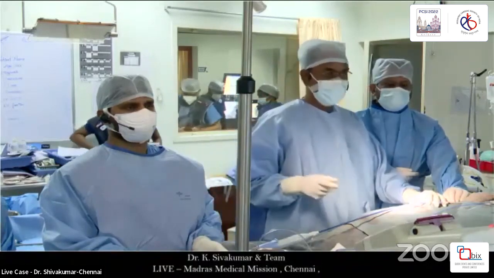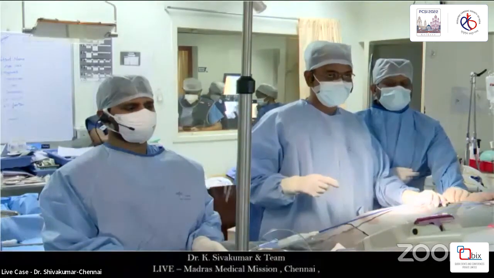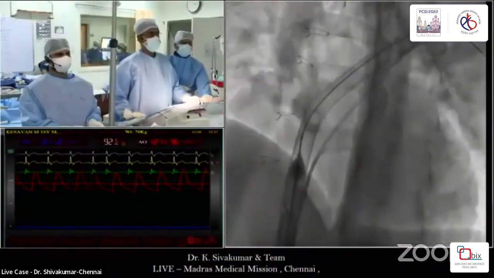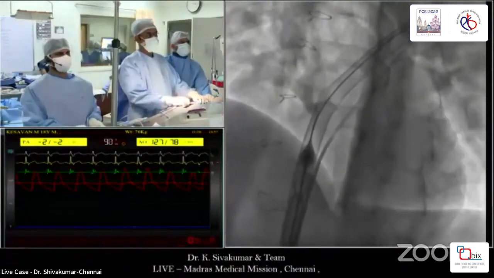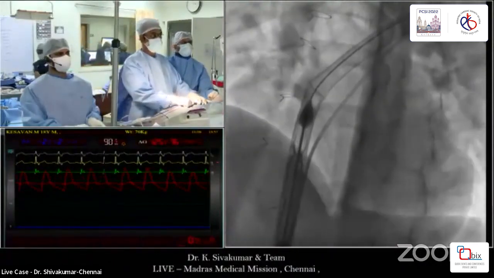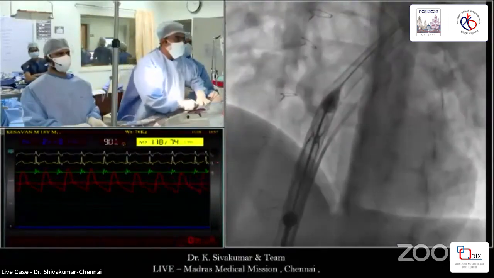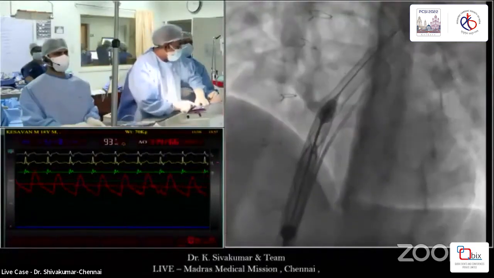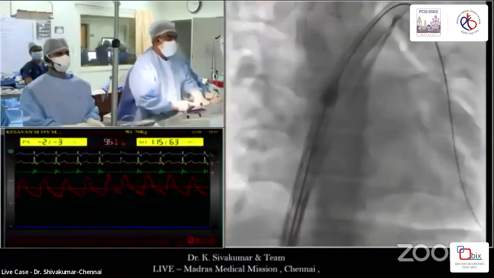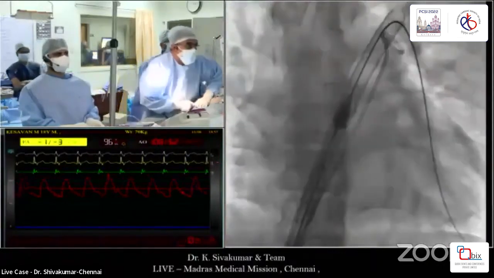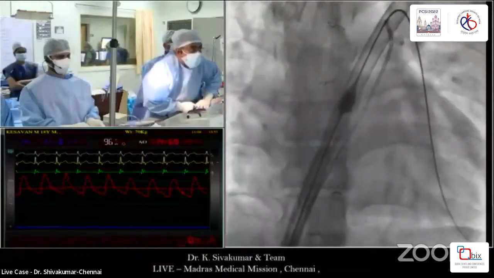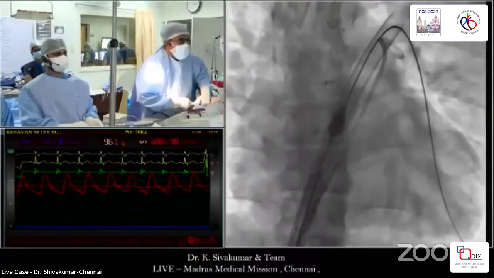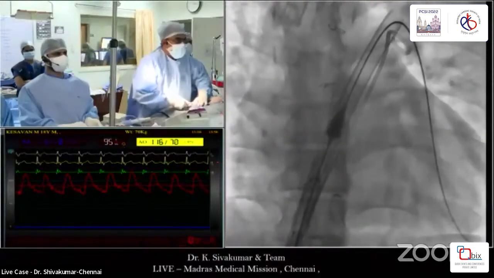And since the valve was out for a long time, out of the eyes, I thought I will take it inside. So now I have this 24 French sheath, which is having a little bit of kink. Let me see whether I'm able to manipulate and get it across. Come to AP itself. Okay. The kink is quite tight there.